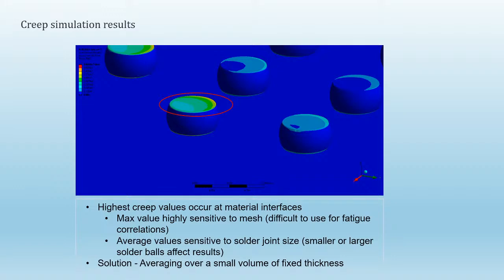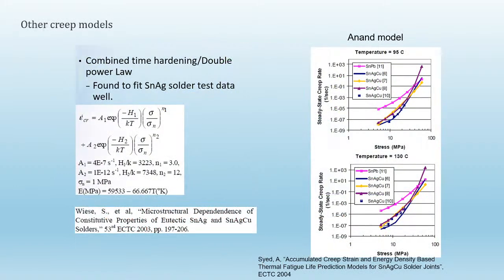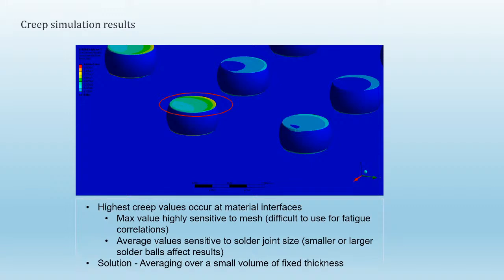So the next step is creep simulation results. Now that we have the creep model, let's look at what you actually get from its creep simulation. This is the type of result you get, where this is the original Anand model. We have a quarter of a package here and some solder balls. And you can see that where the solder ball meets the package, I've hidden the top package, but you can kind of see the red ring down on the bottom here.